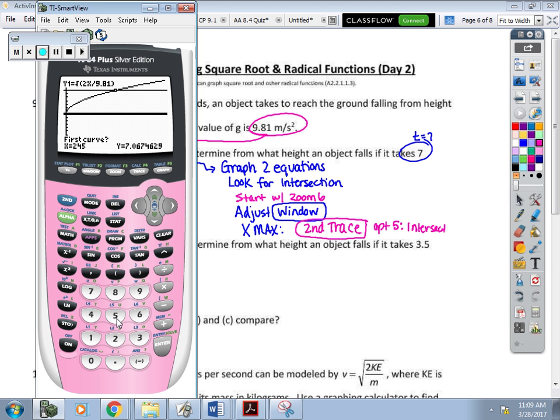The only reason it asks you this is in case you had 5 curves, they'd want to know which 2 you are talking about. So when they say first curve, just hit enter. When they say second curve, just hit enter. And when they say guess, we will try to get as close to that intersection point as possible.